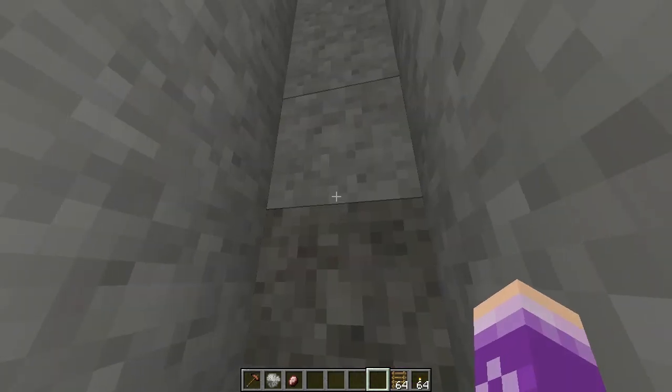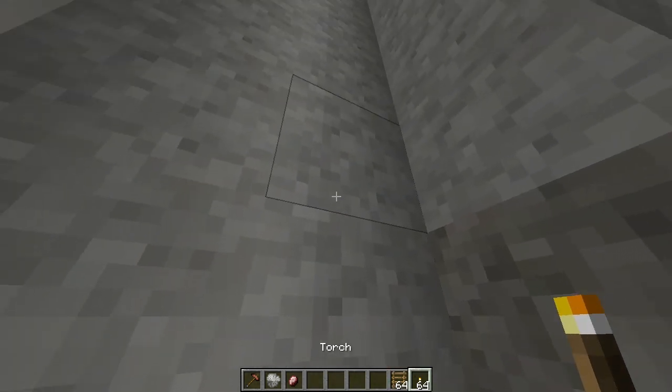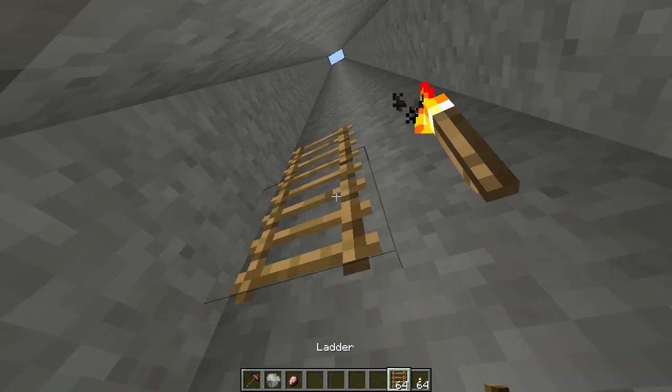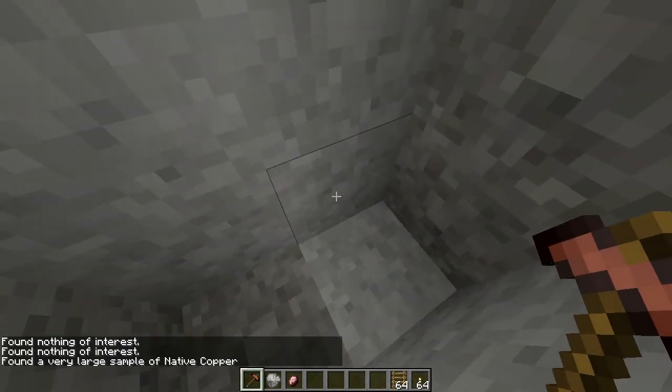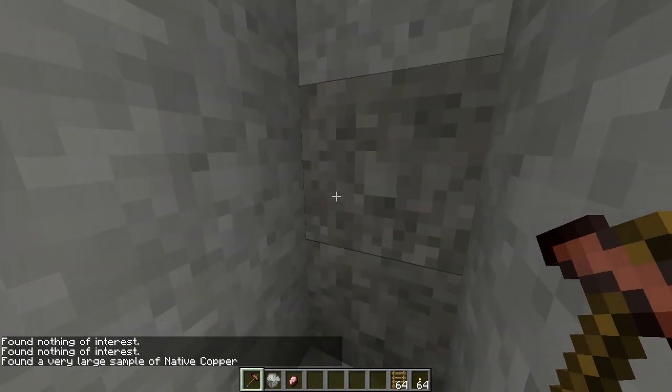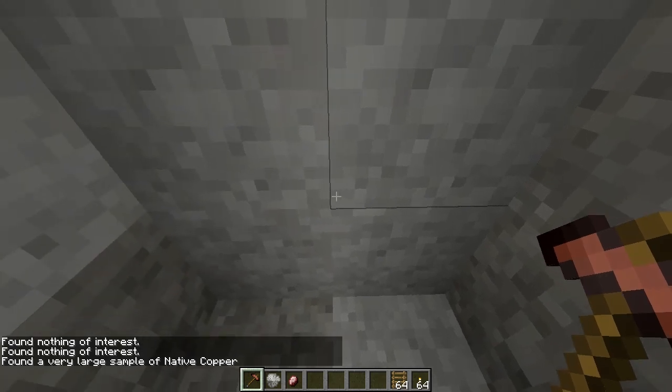Now that we've gotten down to the second layer of stone, I'm going to mark our hole with a couple of torches just so I remember where we came from. Now if we use the prospecting pick, we'll see nothing of interest because the pick can give false negatives, but we'll also see that there is a very large sample of native copper.